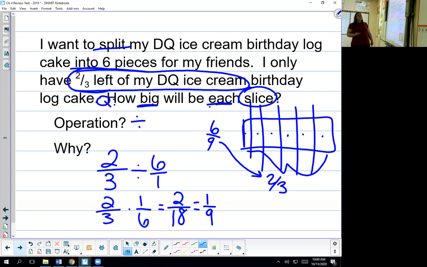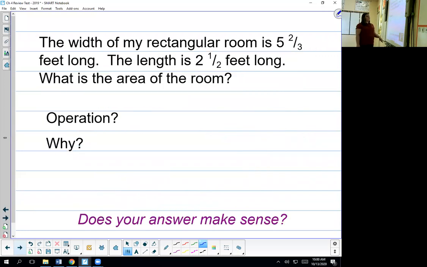If you did it the other way around, you would have said each slice is 1 and something like 1/3. You don't even have 1 and 1/3 of the cake. You have a fraction of a cake. So make sure again your answer makes sense. I should have put units on this one, so that's my fault.